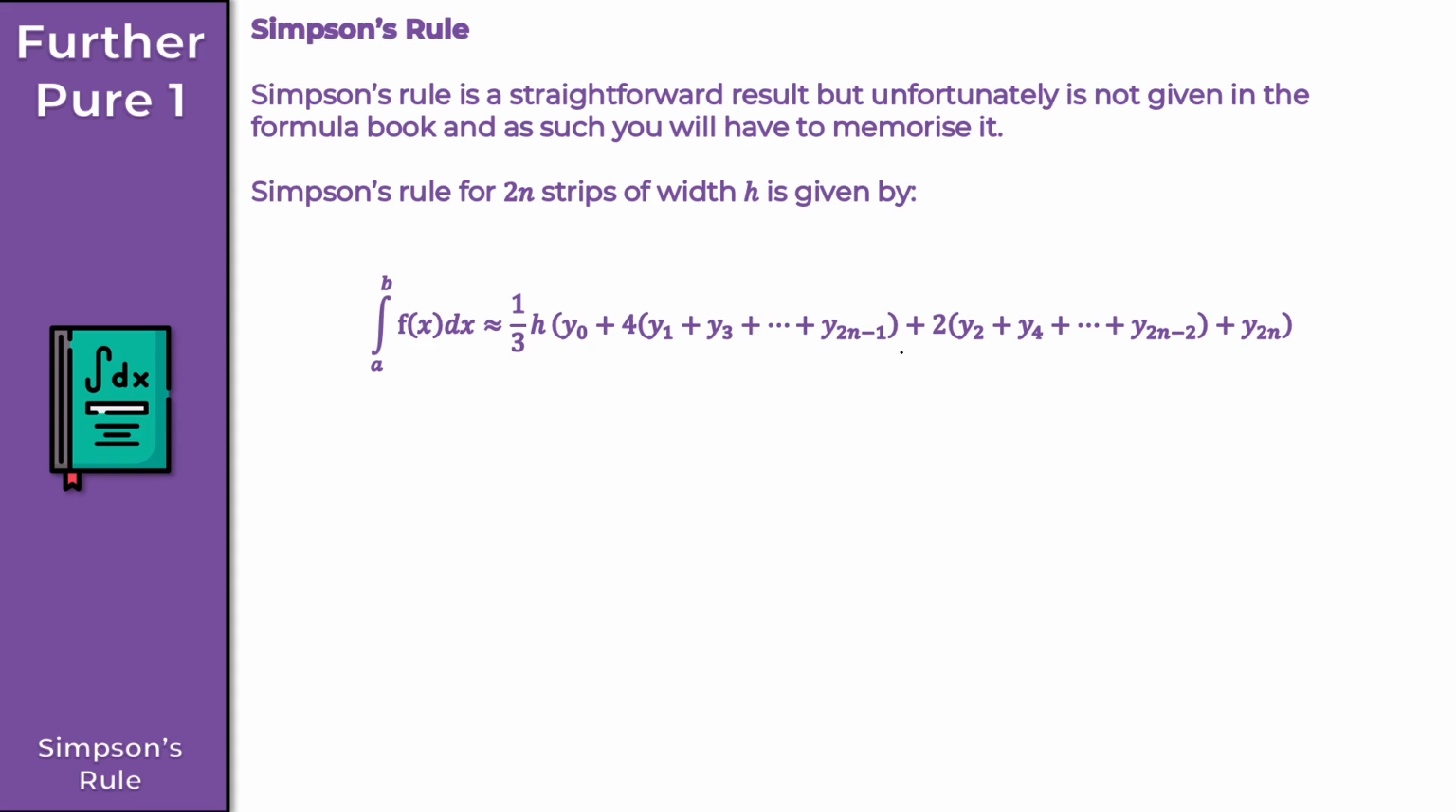Hopefully you recognize that these are my odd values. I sum all of the odd values up and times that by 4, and we do the same for the even values, but we just times it by 2. So we have 2 lots of y2 plus y4 plus so on and so on, all the way up to y subscript 2n minus 2. This bracket is the sum of the even values, and again, we times that by 2.